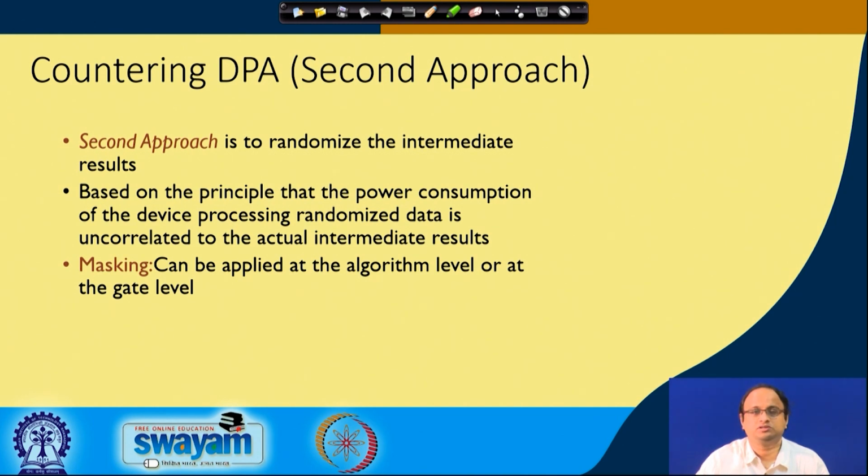The idea, as we will see, is built upon the notion that if we can randomize the internal information and do our computations on the randomized information, then the power will be dependent upon the randomized data and not on the actual intermediate results. Therefore, it would be statistically independent of the actual secret being processed. Masking is one such technique, and it is very popular and widely adopted for protecting against power attacks.